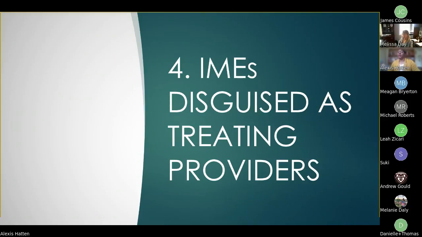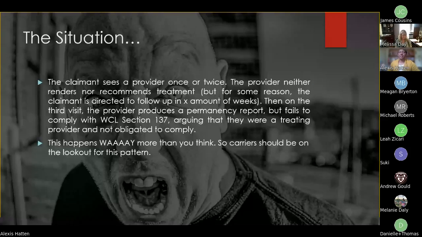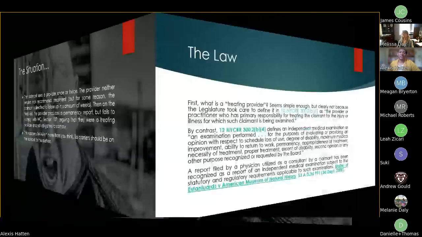Number 4, IMEs disguised as treating providers. This drives us up a wall. The situation is the claimant sees a provider once or twice. The provider doesn't render any treatment recommendations. But for some reason, they direct the claimant to follow up in 6 weeks, 8 weeks, however many weeks. And then on the next visit, the provider provides a permanency report. It happens a lot, and one doctor in particular is a frequent flyer when it comes to this issue.